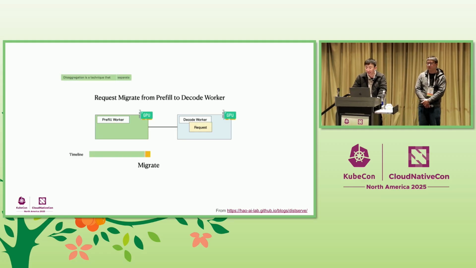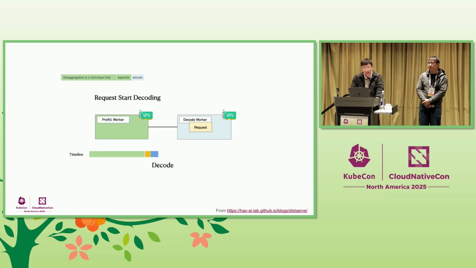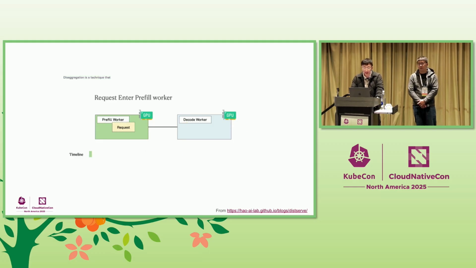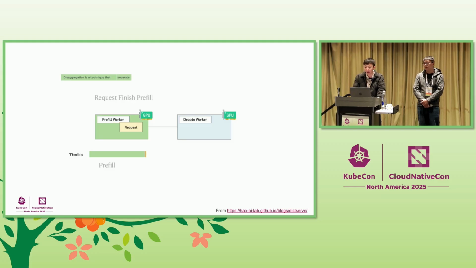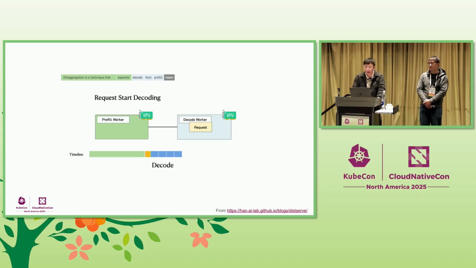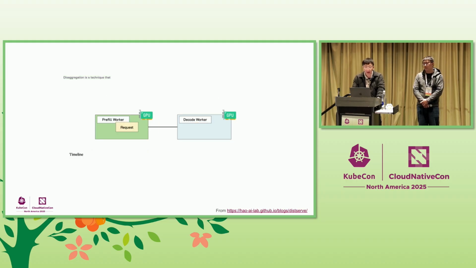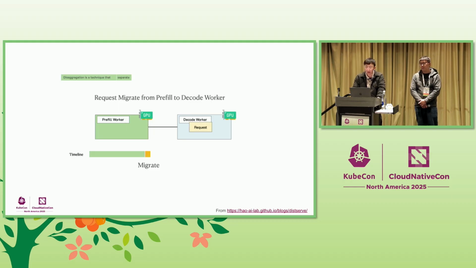And here's what it looks like architecturally. It's a simple logical flow. Instead of one monolithic GPU worker, we have 2 specialized pools. First, the prefill workers handle the initial compute-heavy KV cache calculations. And second, once the state is calculated, it is forwarded to the decode workers, which are optimized for fast, memory-bandwidth-bound token generation.